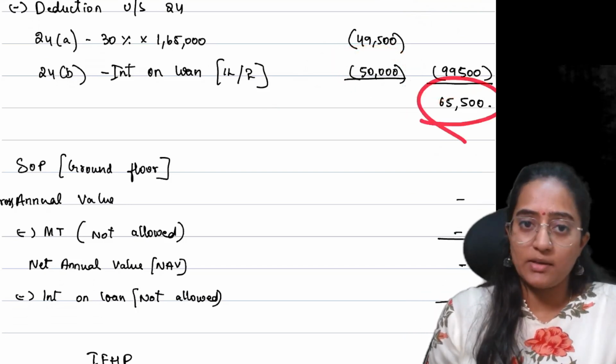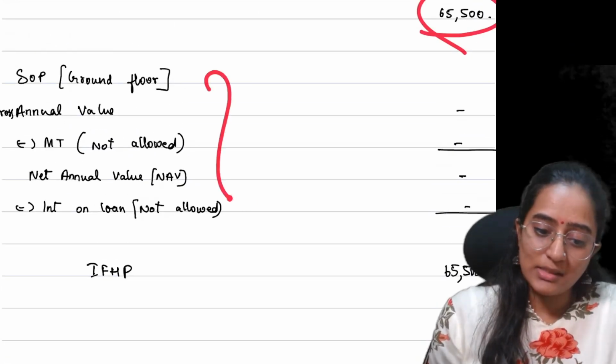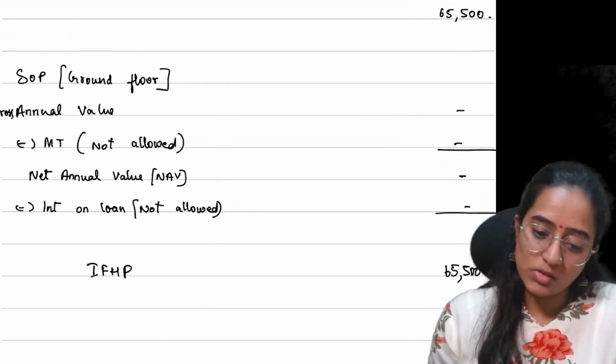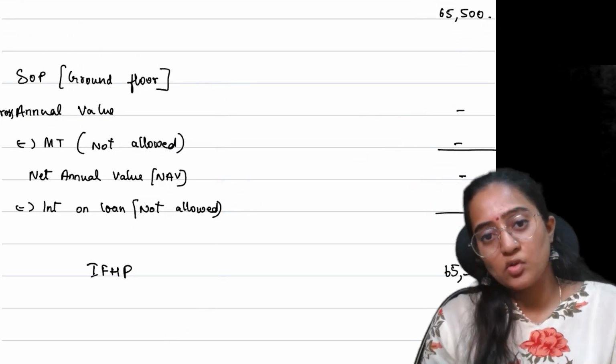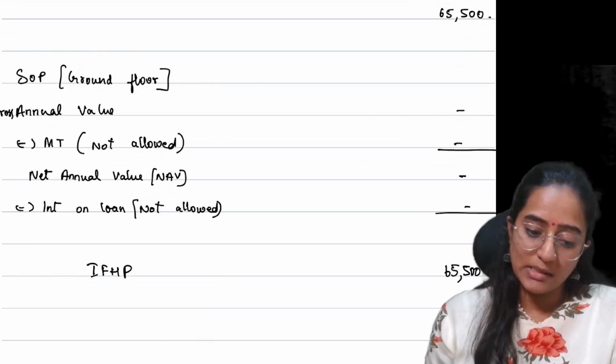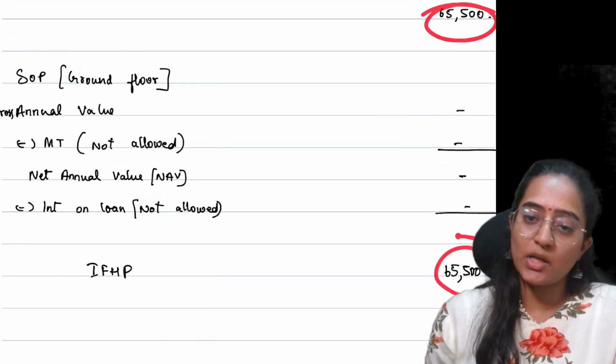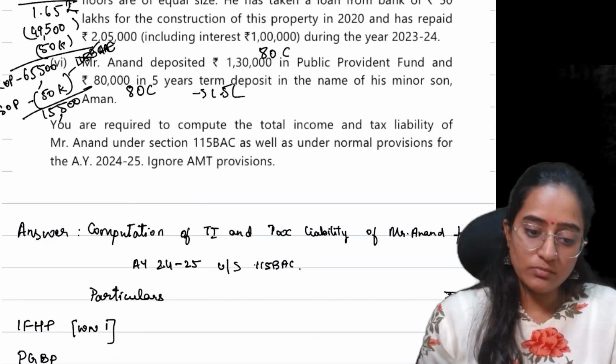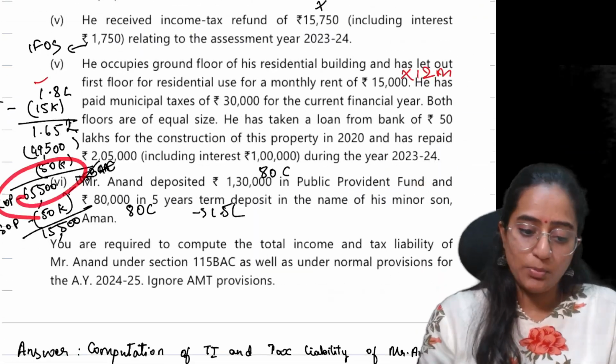You got 65,500. But for this ground floor, you have considered everything. It is not at all going to be allowed. Interest on loan is not allowed in case of 115BAC. So your total income from house property would be 65,500. Clear? So 65,500 would be a part.